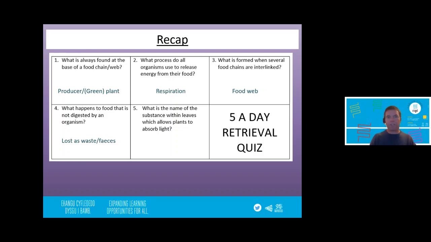And the name of the substance within leaves which allows plants to absorb light, that's not something we've mentioned, but it's a nice opportunity to do a bit of recall. That's chlorophyll, isn't it? Okay, right.